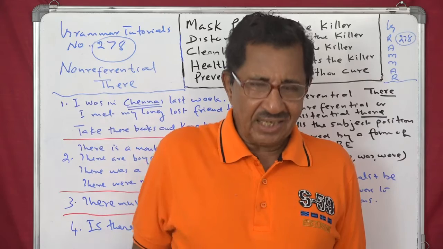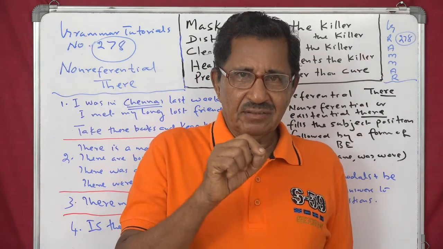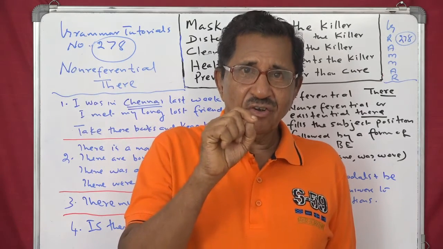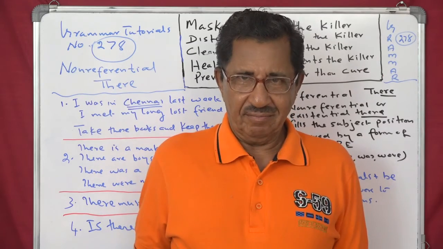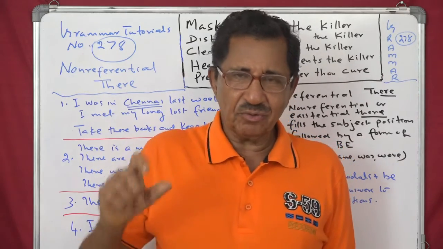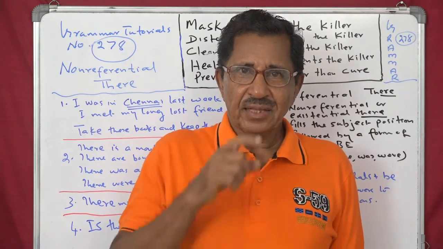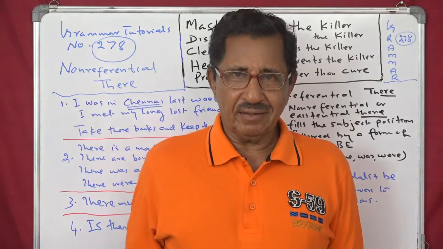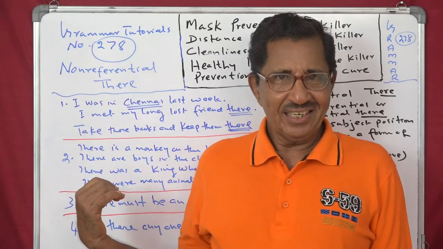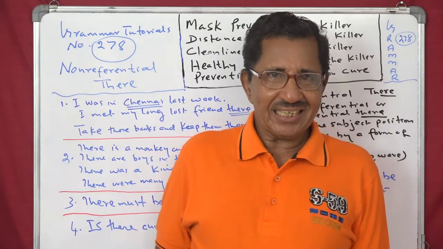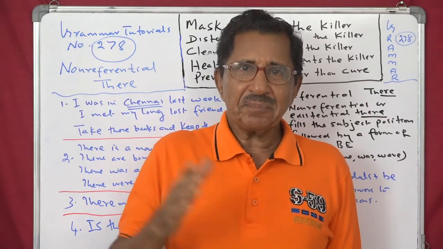And then the second one is, you can see, there in the subject position, non-referential, followed by modals plus be. That is another use of there. First use of non-referential there we saw, there followed by forms of be. We have given you many examples. You can also see the examples here on the board. Now the second is there followed by modals plus be.